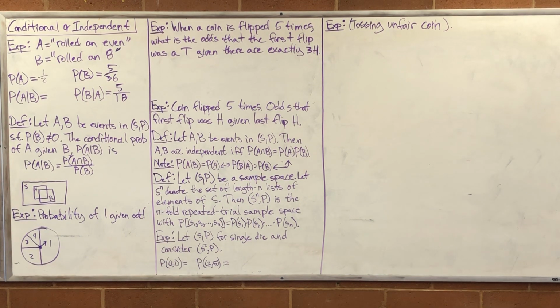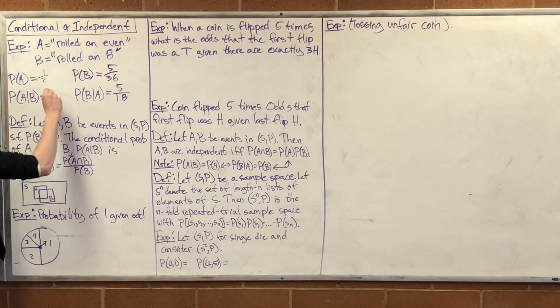So 5/18, right? That makes sense. These are all my even rolls. These are how many of them are 8. These are all my rolls. These are how many of them are 8. Now this one, let's see if you can figure out. What's the probability that I rolled an even given that I rolled an 8?